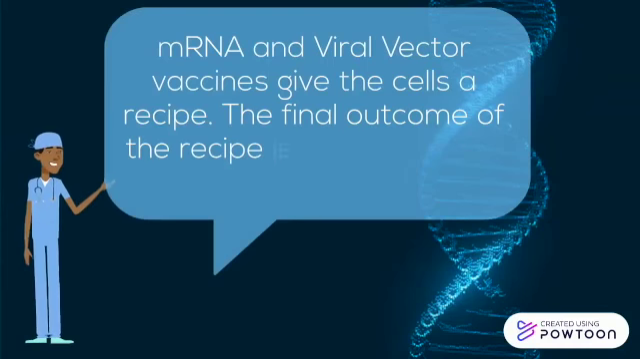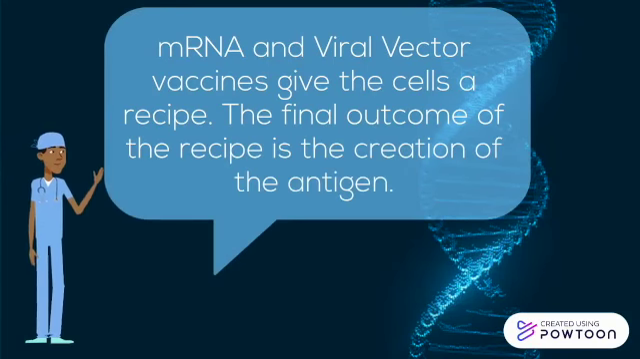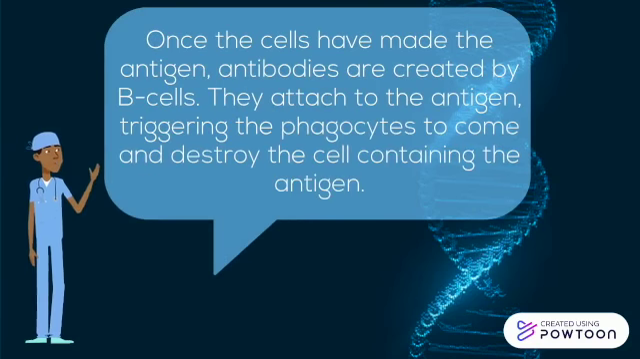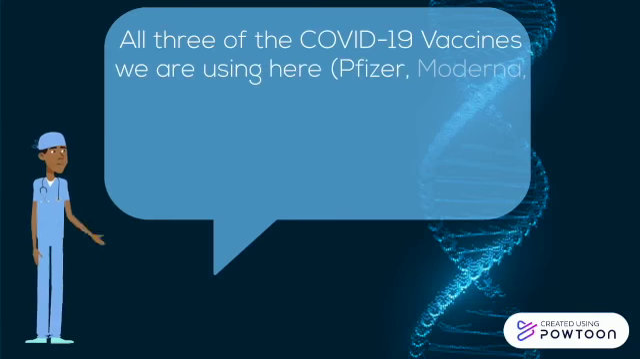mRNA and viral vector vaccines give the cells a recipe to follow. The final outcome of the recipe is the creation of the antigen. Once the antigen is made, antibodies are created by B cells. These attach to the antigen and trigger the destruction of those.